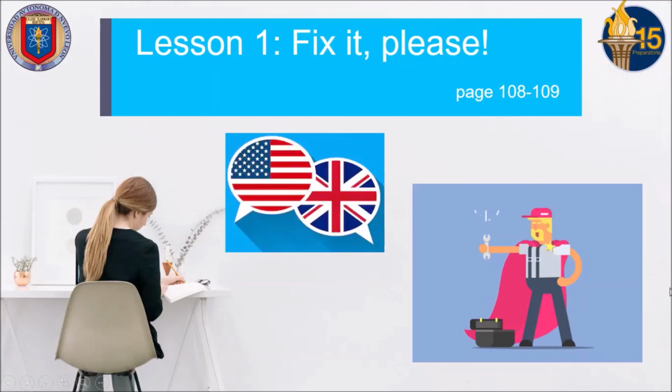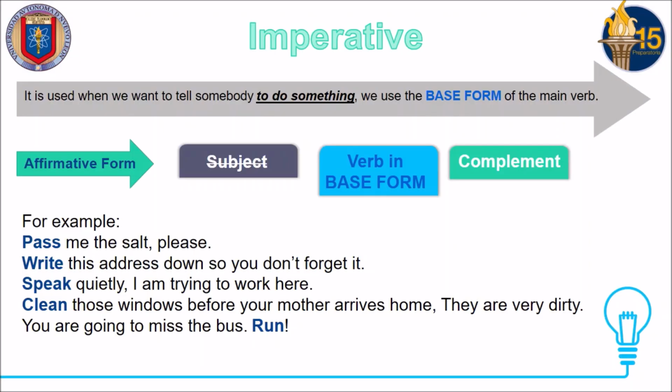Okay, let's start with lesson 1. Fix it, please. You can follow the activities on pages 108 and 109 in your Go Strong book. The first topic is imperatives. They are used when you want to tell somebody to do something, like an order, an instruction, also a warning.